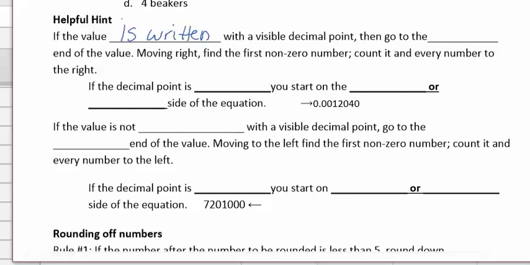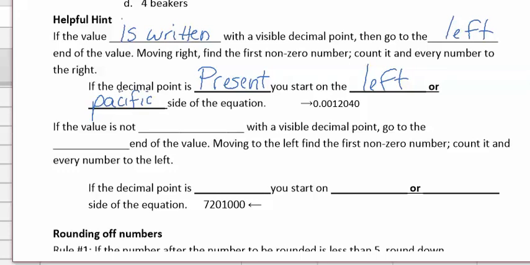So if the value is written with a visible decimal point, then you're going to go to the left end of the value, moving right to find the first non-zero value. You're going to then count it and every number to the right. So a nice little way to remember this is that if the decimal point is present, you start on the left or the Pacific side of the equation.